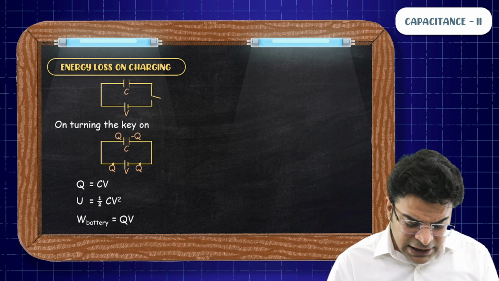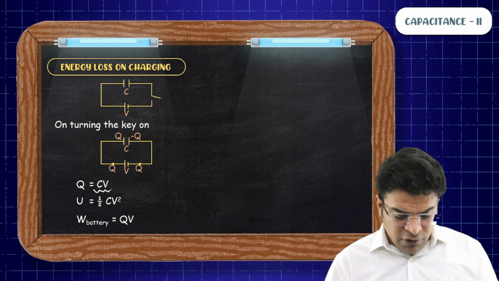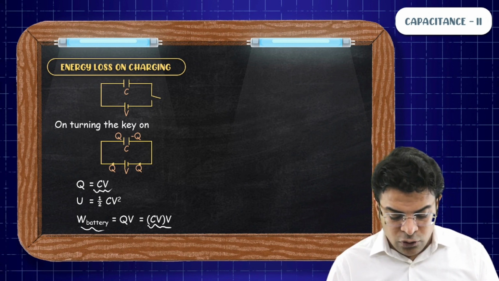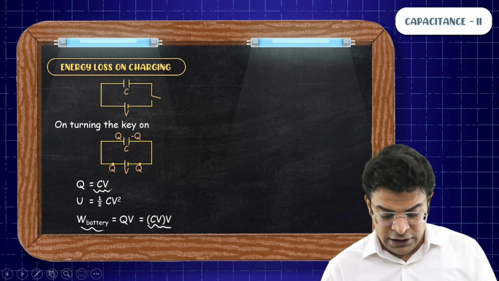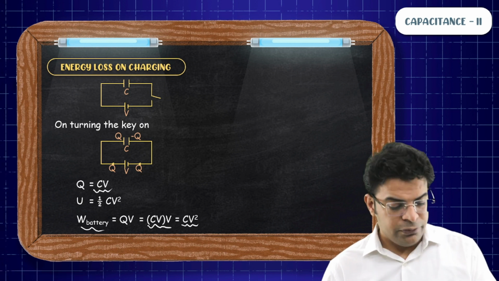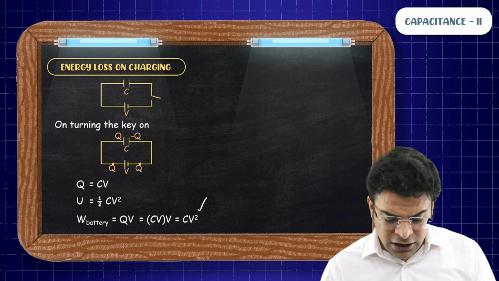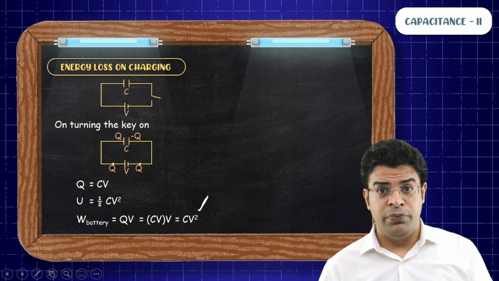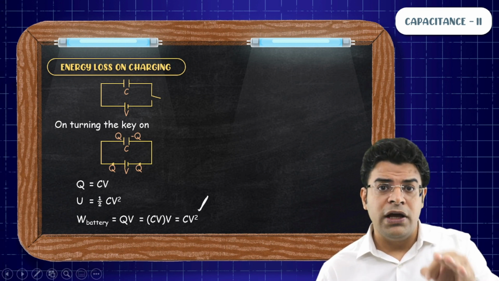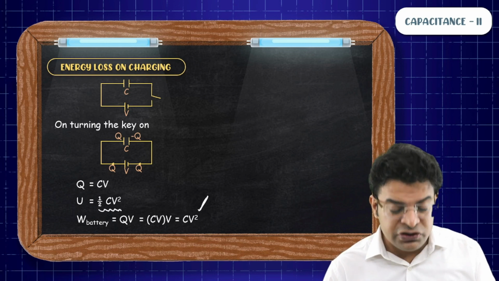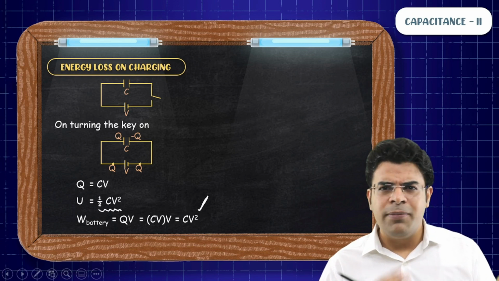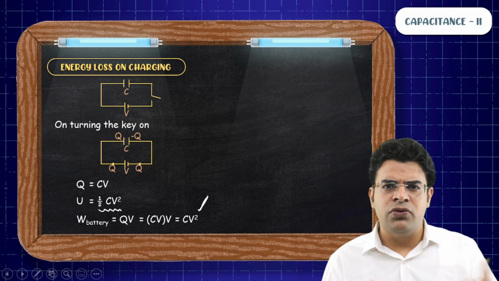Now the charge that will move equals CV. So the work done by battery will be CV into V, and CV into V gives you CV square. So notice that the work done by battery in the process is CV square, but the energy stored in the capacitor is only half CV square. So what happens to the other half CV square?